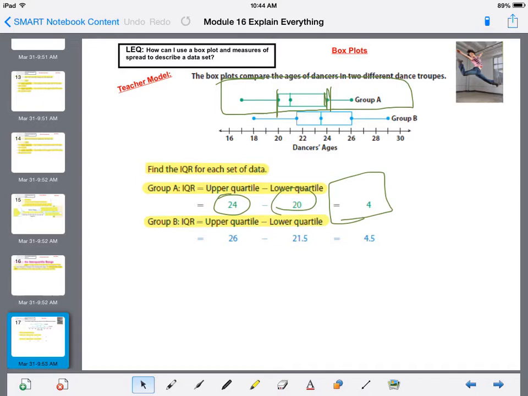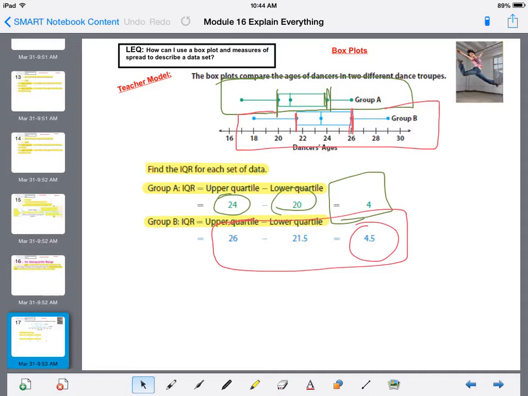We do the very same thing for Group B. In Group B, the upper quartile is 26. The lower quartile is 21.5. And so our IQR there is 4.5. Remember, IQR refers to interquartile, meaning what is between the lower and the upper quartiles.